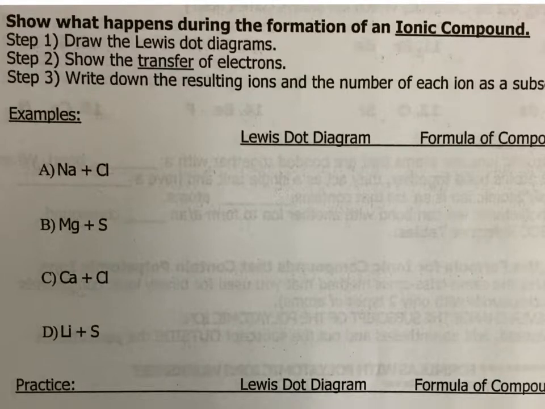The first thing you have to start with is your Lewis dot diagrams. This is your electron dot notation. How did we used to do that? Well, you put the element symbol, and then you put dots around it. Good.